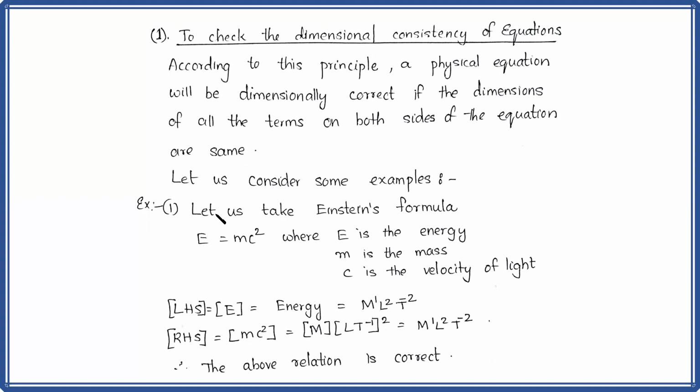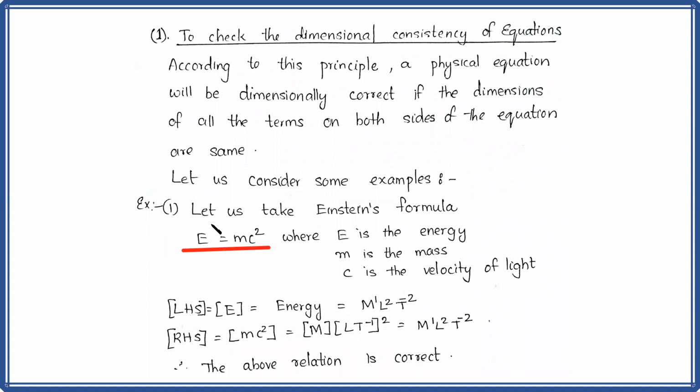Now let us consider Einstein's formula. We all know Einstein's formula very well. E is equal to mc squared, where E is the energy, m is the mass, and c is the velocity of light. What do we have to do now?